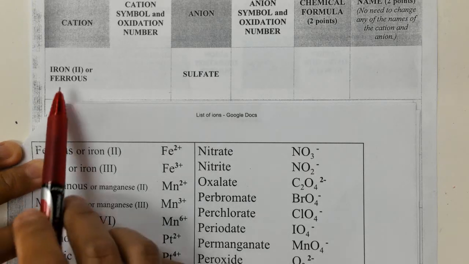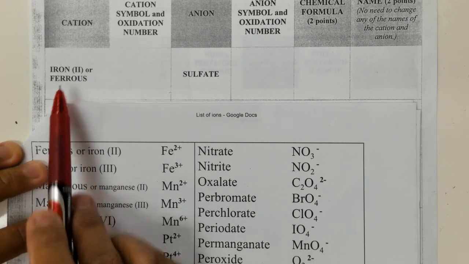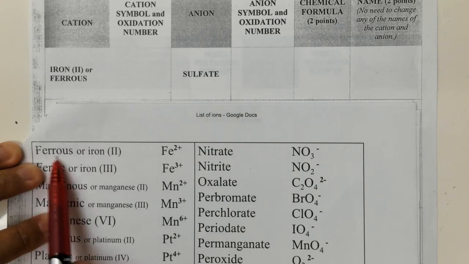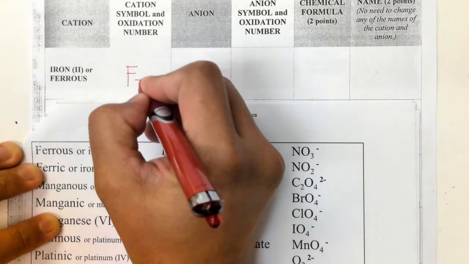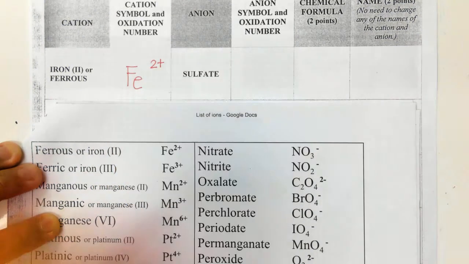Okay, so number 1, we have iron 2 or ferrous. So ferrous is in the list. Ferrous is here, so that's Fe2+. So you're going to write it as Fe2+.